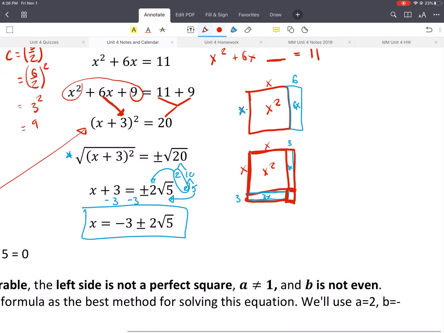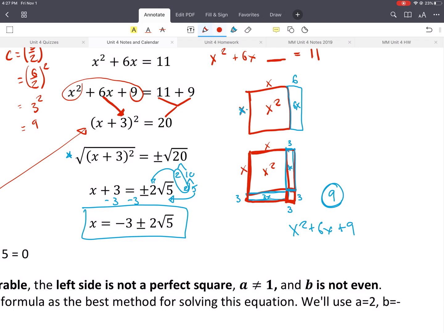So what's going to make that work? Well, here, this length right here is 3. You realize this same length would be 3. Or maybe I'll write it on the side. This would be 3, and this would be 3. So the area there would be 9. Okay, so to complete the square, this has to be 9. It would be x squared plus 6x plus 9 makes a perfect square.